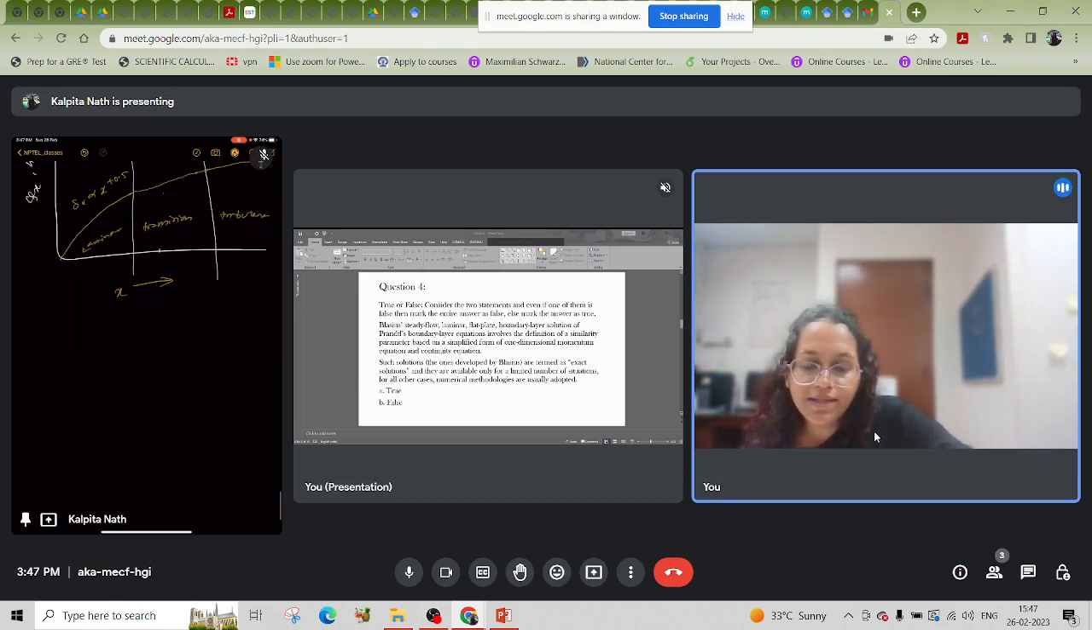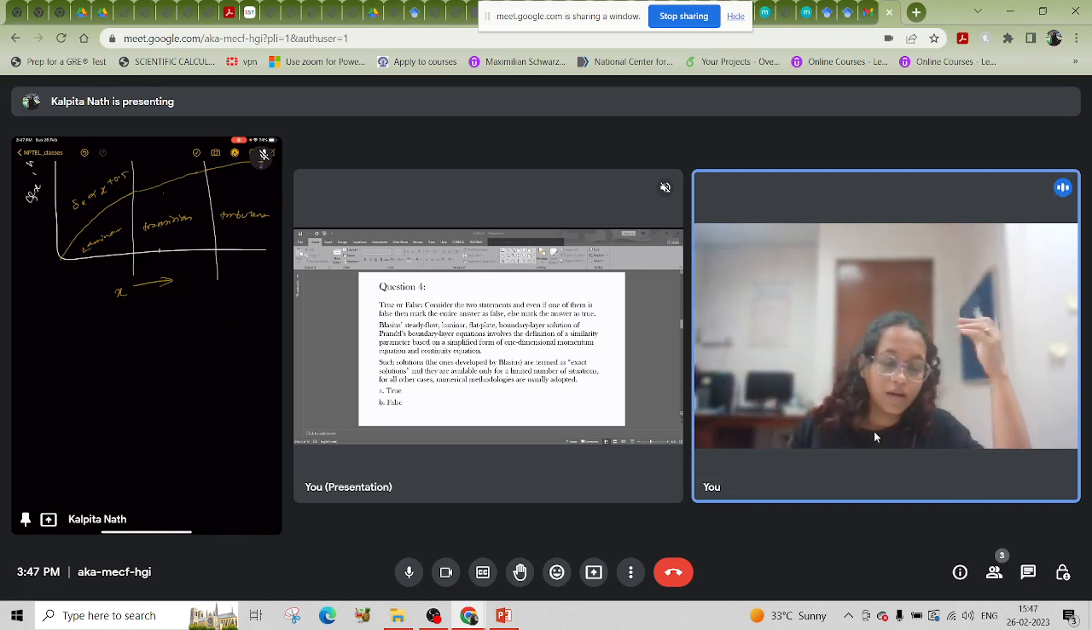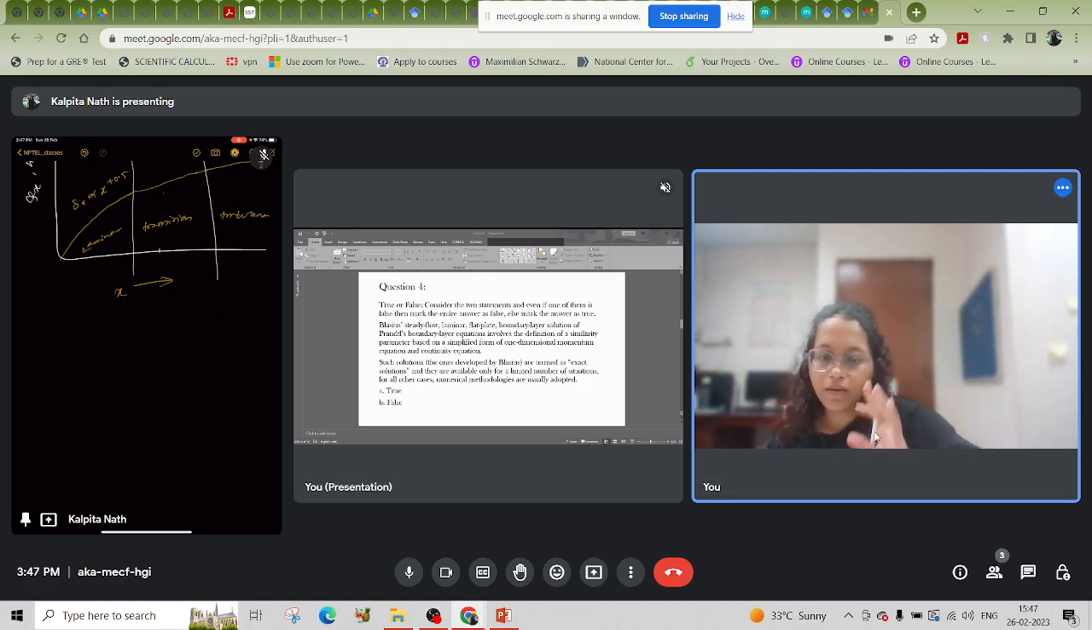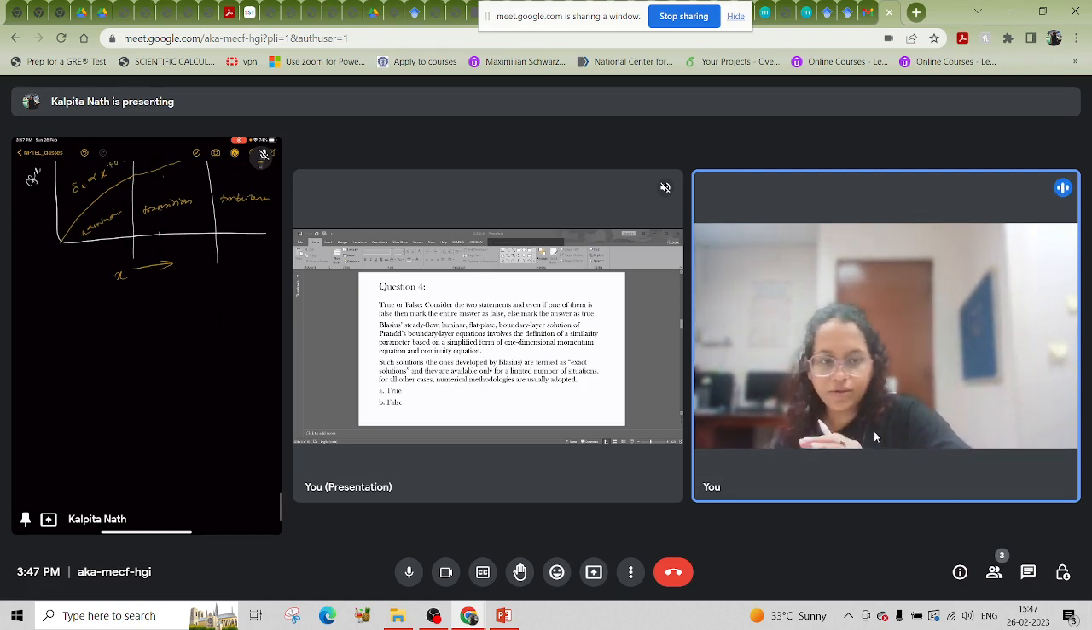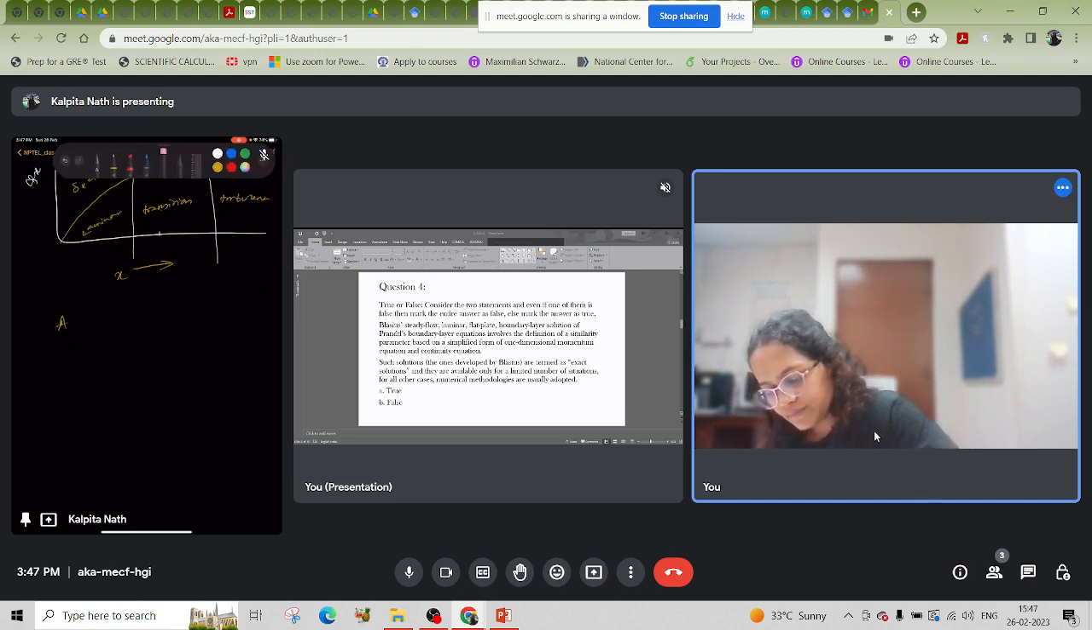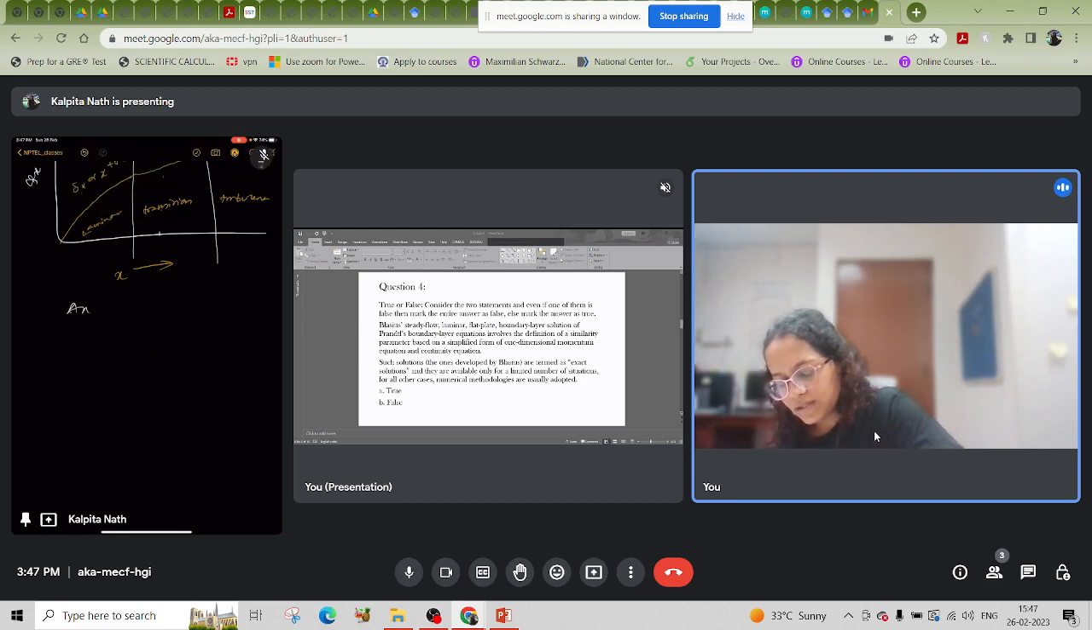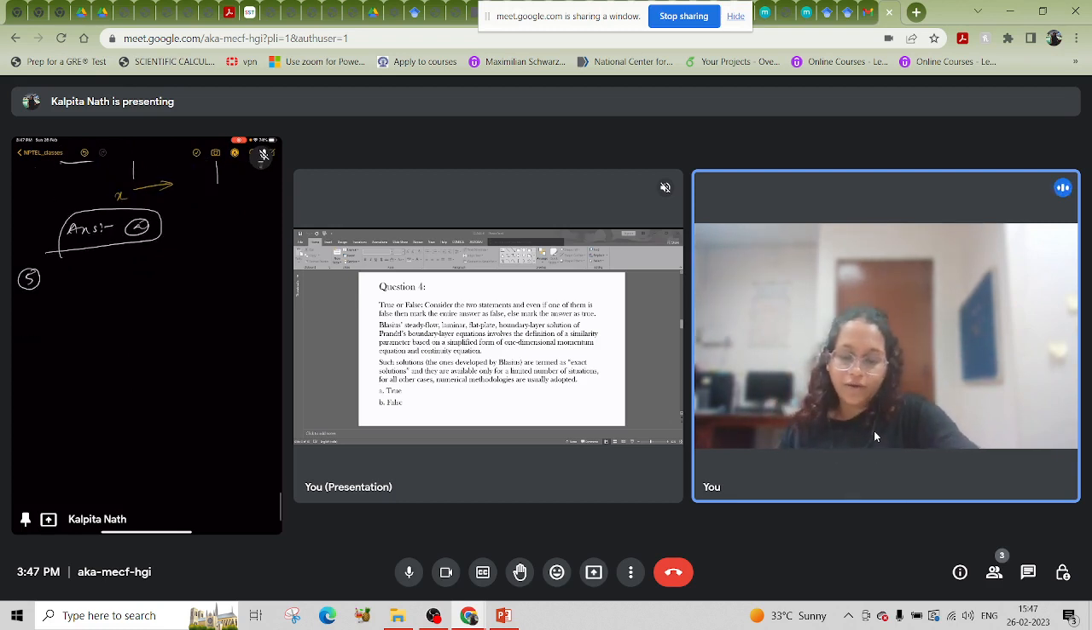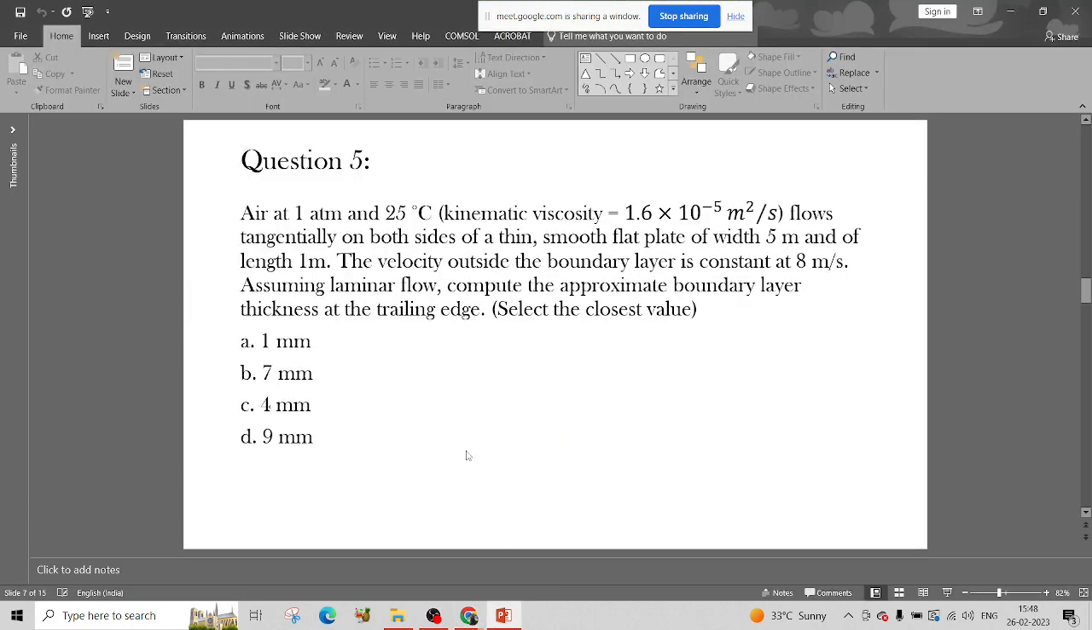So what is now the answer? Obviously this is true, because Prandtl derived the equations, and Blasius, by taking Prandtl number equal to 1, solved the three Prandtl equations to get the solution that I have already shown you. So its answer will be A. That is true. Now we'll go for question number 5. So let us proceed to question number 5.